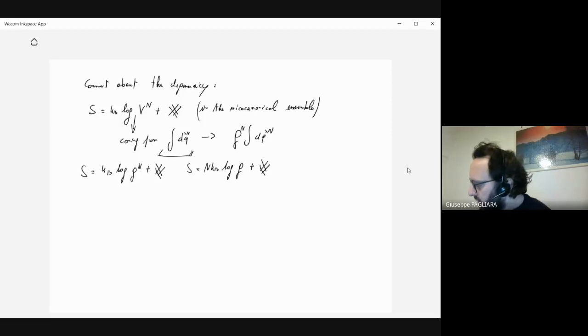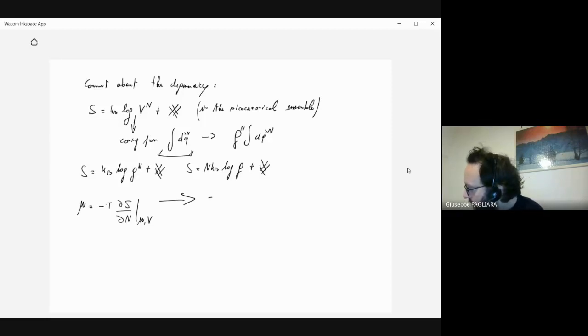Now, to compute the chemical potential, at some point we have to do this: minus T derivative of S with respect to N at fixed U and fixed volume. This is what we have done. And therefore, since I derive with respect to N and I have a minus, I will have here an additional minus Kb T log of g.